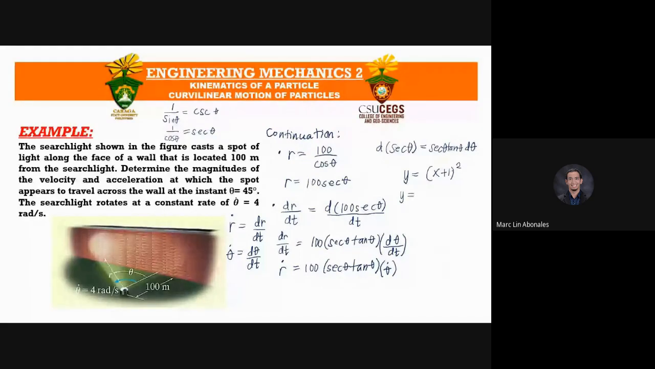the derivative sa y. Sometimes we wrote that as y prime. It means that is dy over dx. So that is 2x plus 1, x plus 1 raised to the power of 1. Then ang derivative sa sulod, so that would be 1 mismo.